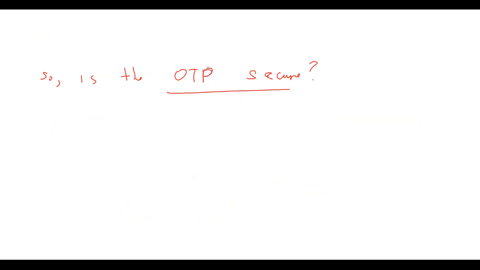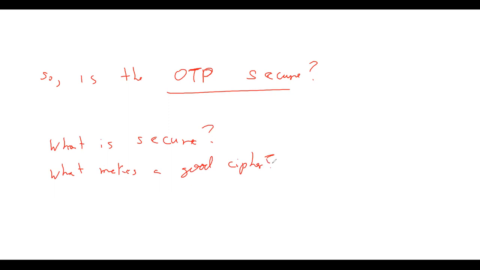And so that also takes us to another question, really. If we want to know if the OTP is secure, the first thing we need to know is, what is secure? Because we're saying, is the OTP secure? Well, you might ask me, but how do I know if something is secure? What is secure? Or, what makes a good cipher? Those are the key questions, okay?